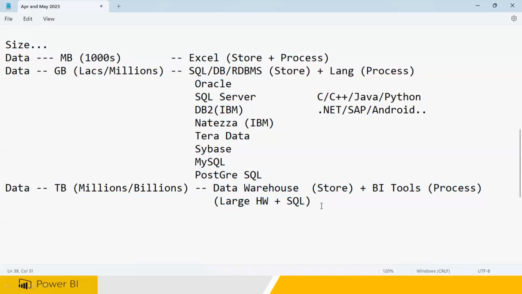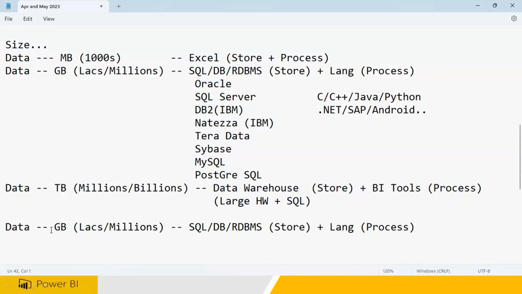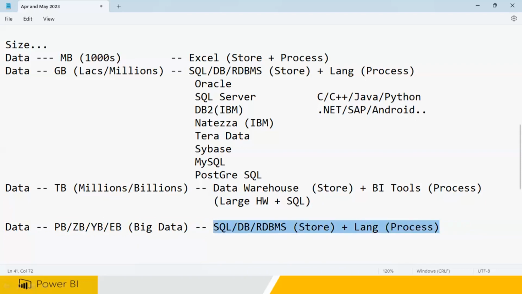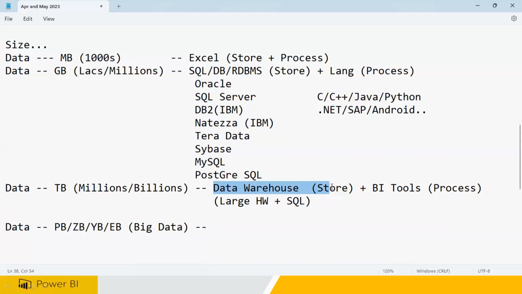Now the data has gone beyond terabytes. Now it is beyond petabytes. You have zettabytes of data, yottabytes of data, a large amount of data. This kind of data is called unlimited data or very, very big data. When you have a large amount of data, even this machine will fail. Data warehouse capacity will be 100 terabytes. But 1000 terabytes means 1 petabyte, and 1000 petabytes is equivalent to 1 zettabyte. When you have unlimited data, it is called big data.